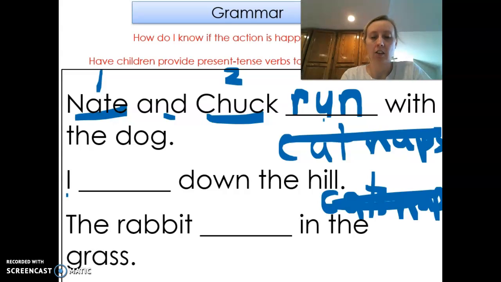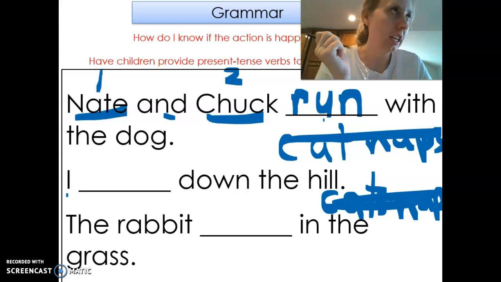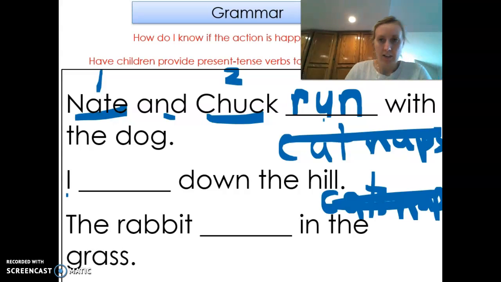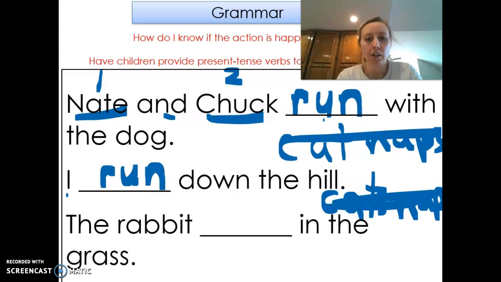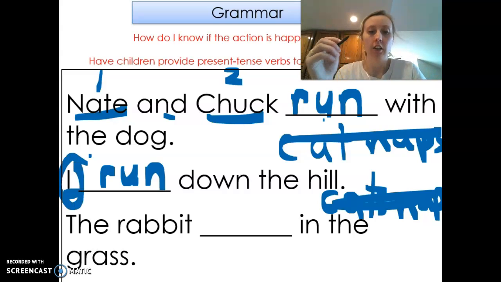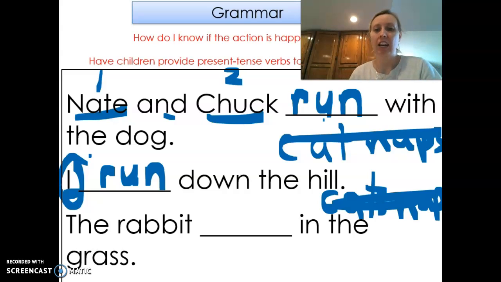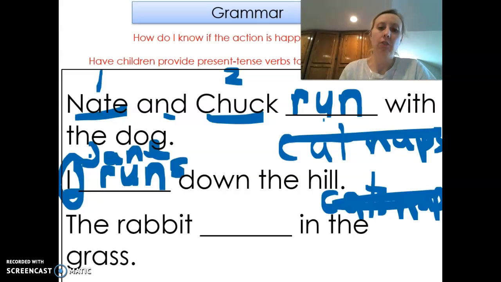I blank down the hill. Hold on one second, I'm thinking about this. So let's say I run. I run down the hill. Now, even though this is one person, it didn't say a name. If I had said Jane, I'd say Jane runs down the hill. But because it's talking about you, yourself, you wouldn't say I runs down the hill. You'd say I run.